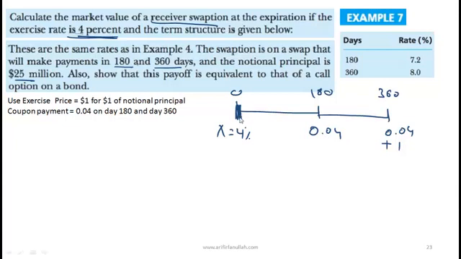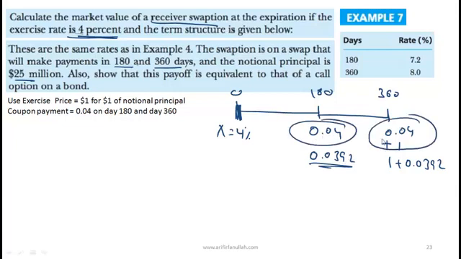Okay, now you are receiving this much. If you hadn't gotten into the swaption, if you didn't have this exercise price, then do you recall, based on our C values, what did we have over here? 0.0392 and 1 plus 0.0392. Okay, so have you benefited? Yeah, you are receiving more. Because of that swaption, you are receiving more. If you hadn't gotten into that receiver swaption, how much would you have received here and here? These 0.0392 and 1.0392. But because you got into the receiver swaption, how much are you getting? 0.04 and then 1.04.